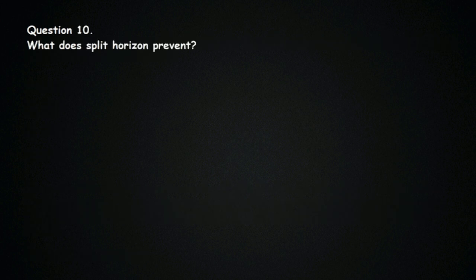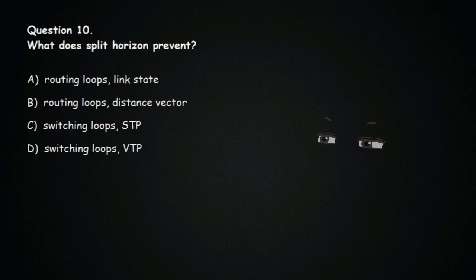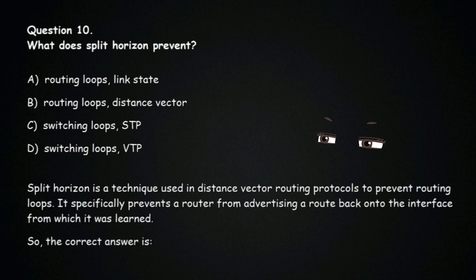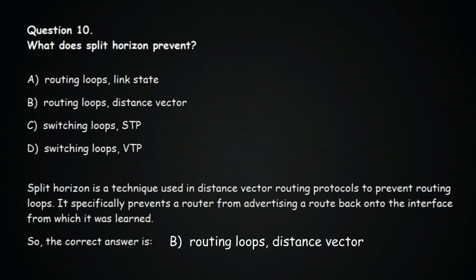Question 10. What does split horizon prevent? Options. Split horizon is a technique used in distance vector routing protocols to prevent routing loops. It specifically prevents a router from advertising a route back onto the interface from which it was learned. So, the correct answer is B. Routing loops, distance vector.